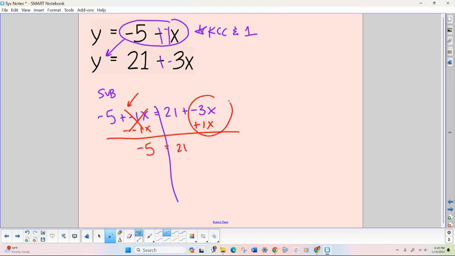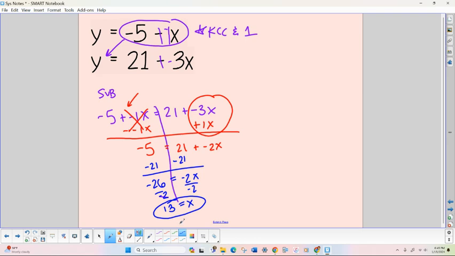Now again here, do my like terms. A negative 3 plus a 1x would give me a negative 2x. And now I'm set to go through and do my regular undo steps. Subtracting that 21 from both sides, so I get negative 26 equals the negative 2x. And then divide both sides by that negative 2. And you would get x equals 13 at that point.